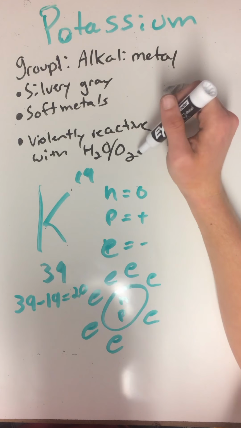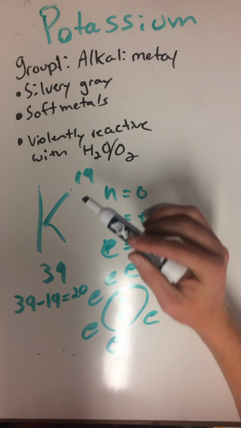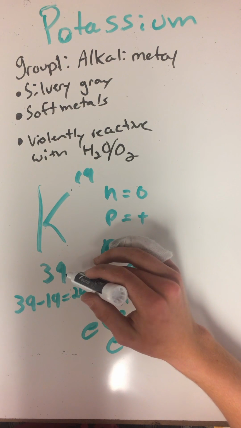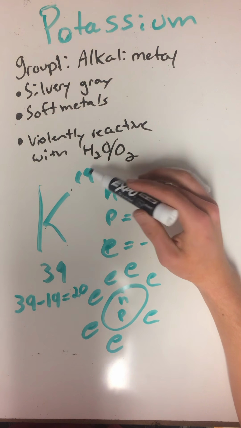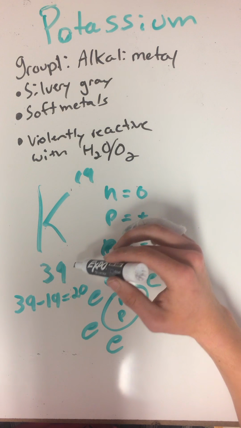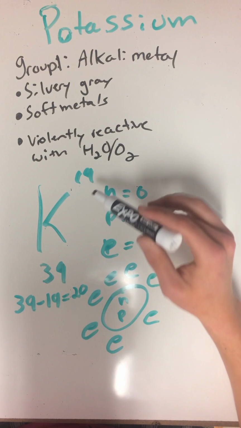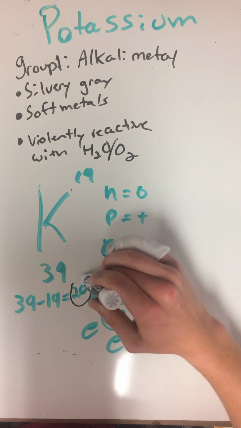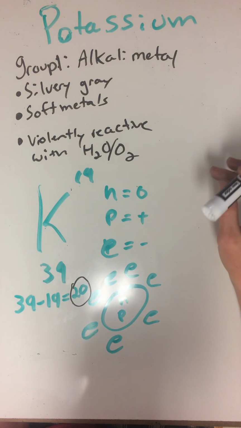On the periodic table, potassium has a symbol K, atomic mass of 39, and 19 protons and 19 electrons in a neutral atom. To find the number of neutrons in a neutral atom, you take the atomic mass and subtract the number of protons from that. So you have 20 neutrons in a neutral atom of potassium.